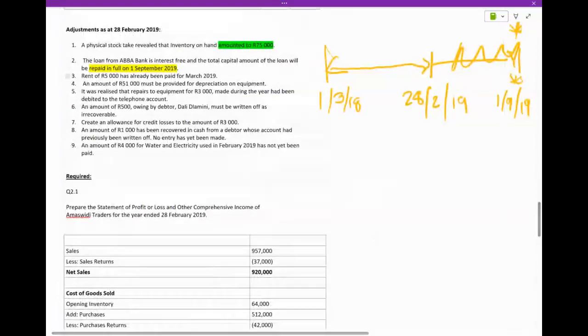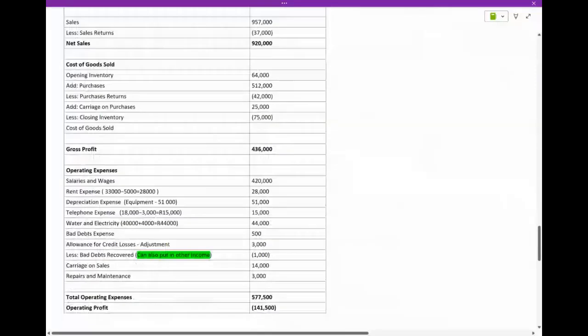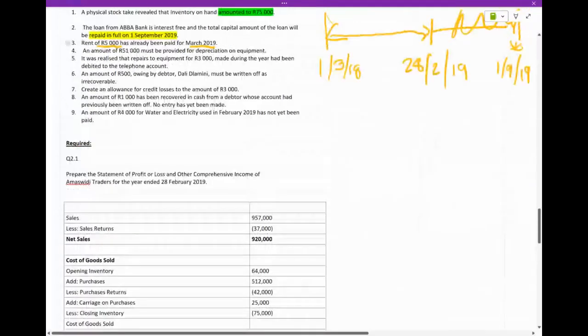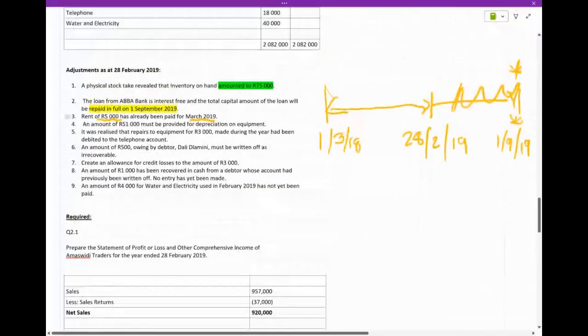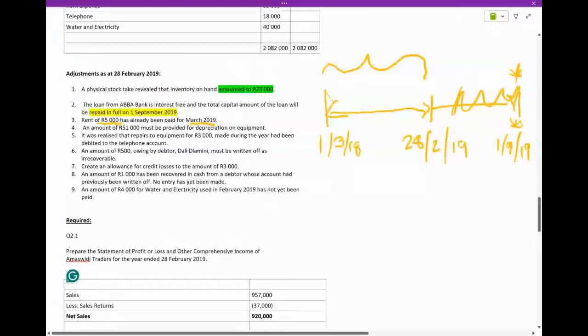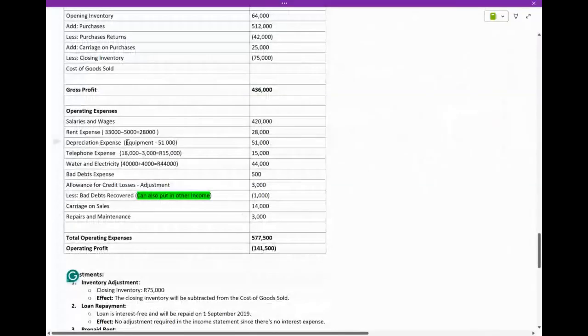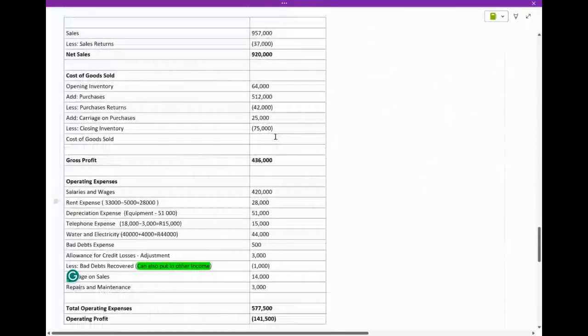Here now they say rent of 5,000 has already been paid for March, which again is outside of our financial year. So all we're doing is we go to rent expense and we're deducting that 5,000 because we only want the stuff that pertains to this financial year. Okay, so the previous balance was obviously how much? 33,000, then minus 5,000. So our rent expense should be 28,000. Okay. Then we go to the next one.